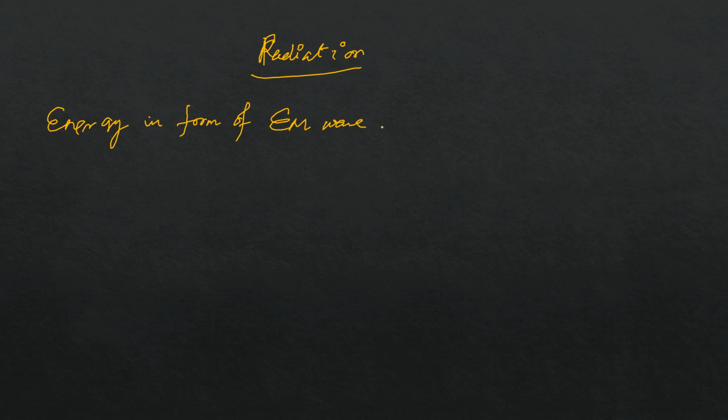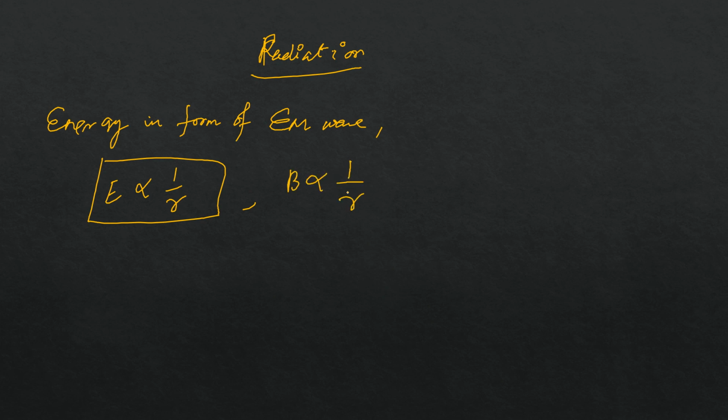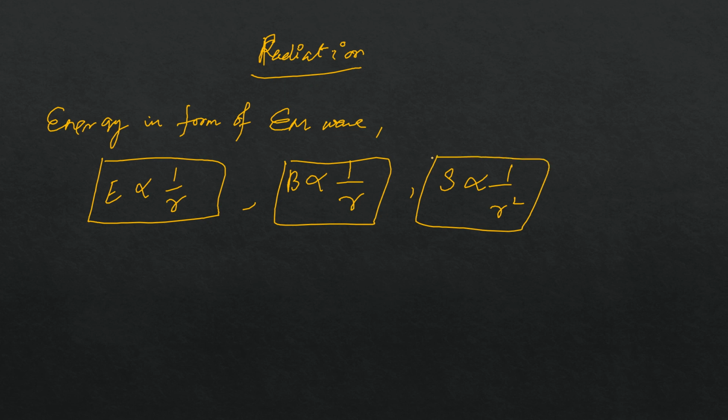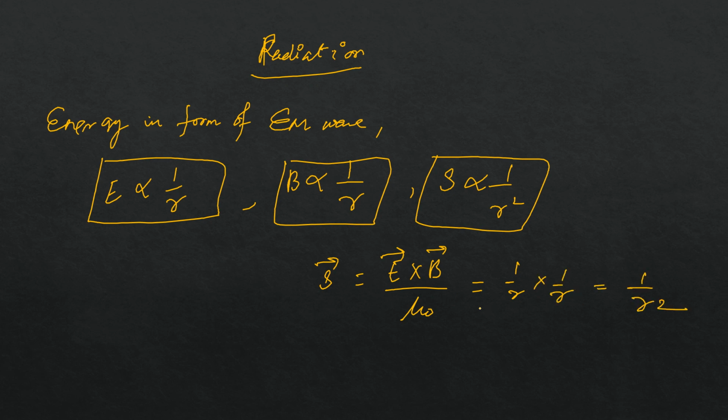For the electric field, it will depend inversely on r. The magnetic field will also be inversely proportional to r, and your pointing vector will be inversely proportional to the square of the distance. How? Because as we know, it is E cross B by mu naught, isn't it? So 1 by r cross 1 by r gives us 1 by r square, isn't it?